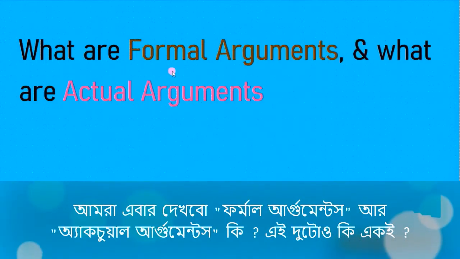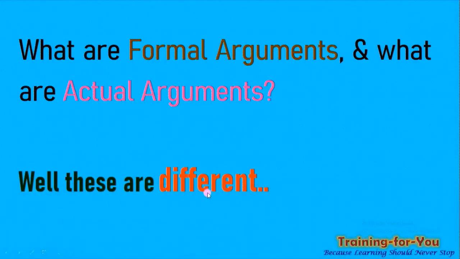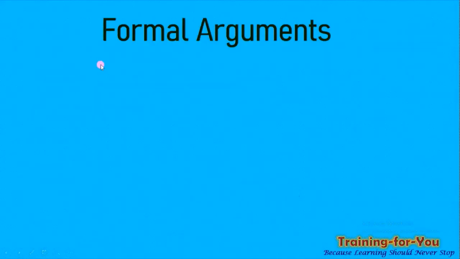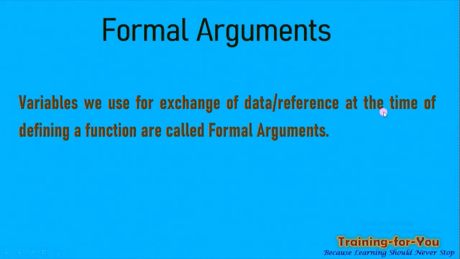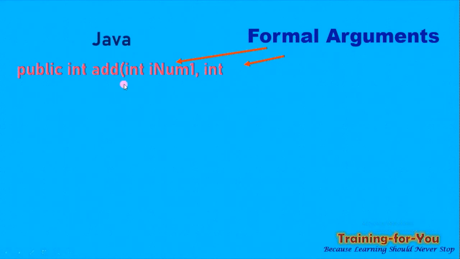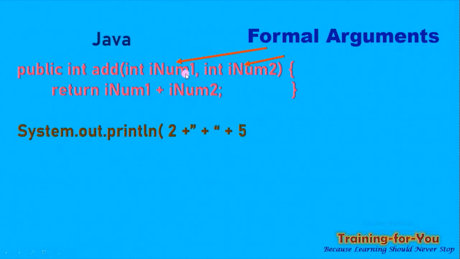Now, let us understand what are formal arguments and what are actual arguments. No, these are different. Which are the formal arguments? The variables we use for exchange of data or reference at the time of defining a function are called formal arguments. That is, in Java, when we are defining the function, the two variable names we have used, num1 and num2, these are formal arguments.